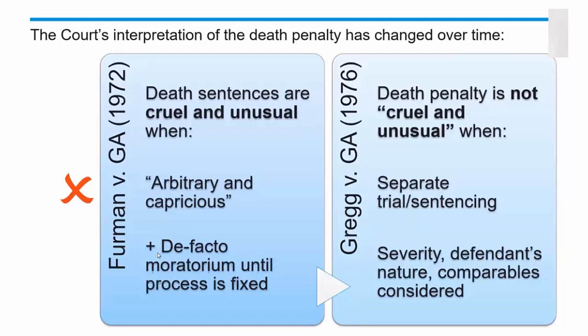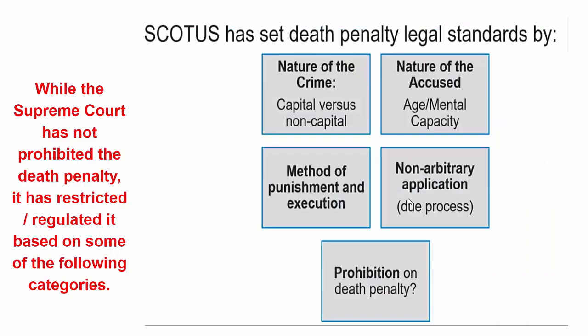As long as the judge and the court took into account the severity of the crime, the defendant's nature, and other comparable information or evidence, then the death penalty could be assigned, and it was not a cruel and unusual decision. So again, we see kind of a moving court interpretation here. In 1972, death penalties are put on hold as cruel and unusual. Once some more defined processes and procedures are laid out, it was permitted again.